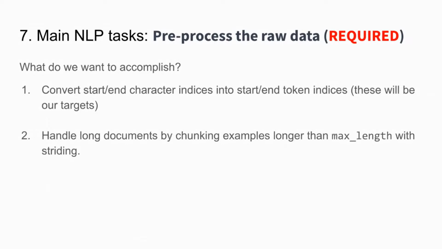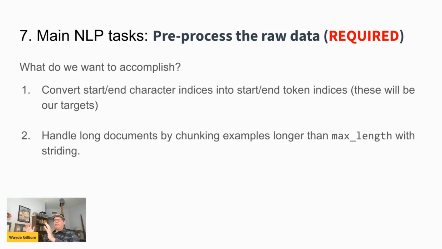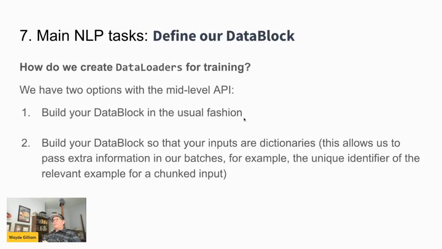So for question answering, we have to pre-process the data, and we have to create processed question text, process context text, and then also find our start and end indices. So, any questions on pre-processing?